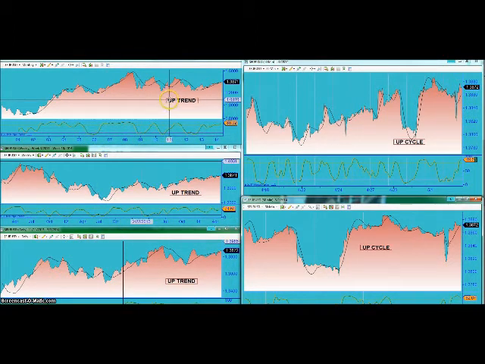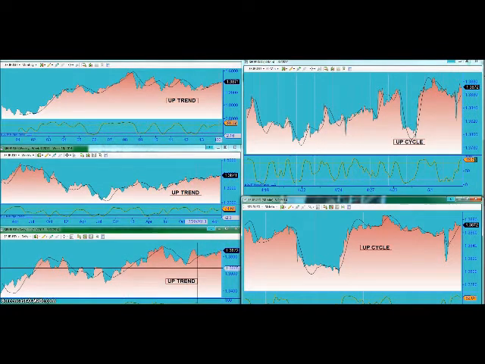And you can see that currently we're in an uptrend here on the monthly. The weekly chart, we're in an uptrend. Daily chart, you can see we're still in an uptrend. So that kind of sets my tone of the market, and I'll be looking to trade most likely to the long side.